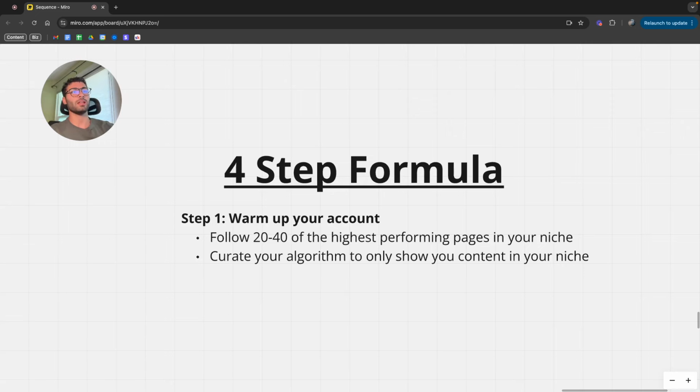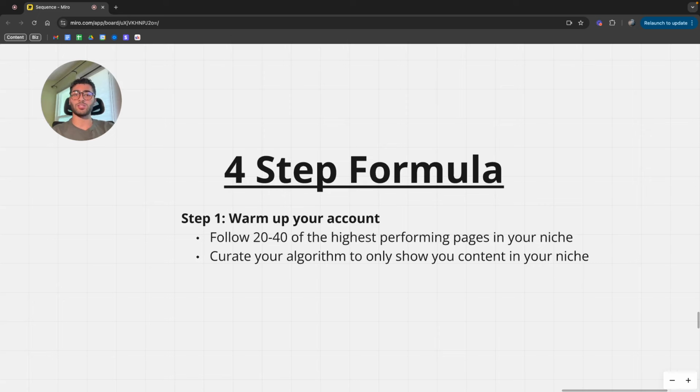Right? And you also want to curate your algorithm to only show you content in your niche, right? You want it to get to a point where you could go onto your Reels feed or your Explore page and all you're seeing is content within your niche, right? High performing, trending, viral content in your niche, right? So don't go ahead and like a food video on your feed and then just scroll and watch random Reels. You want to curate your algorithm to only show you viral content in your niche.